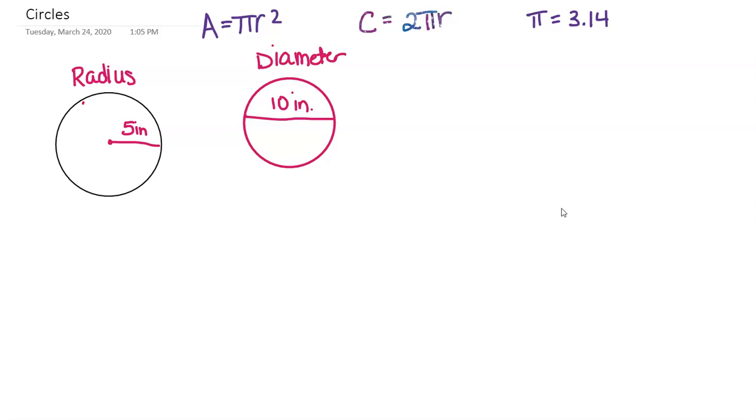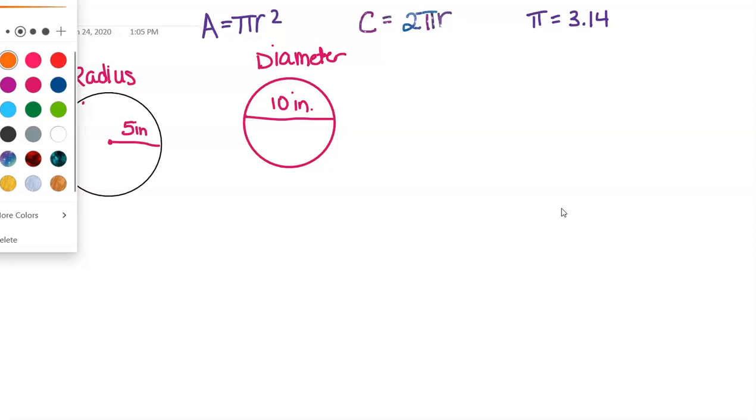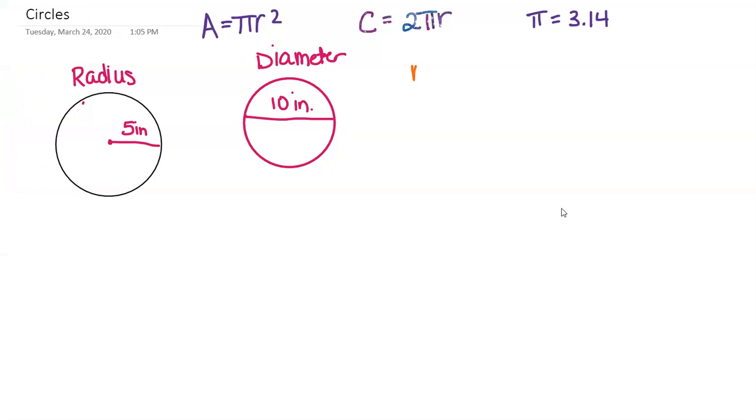Okay. Now, if we want to get the radius from the diameter, we're going to do radius equals diameter divided by 2. Because remember, if we're given the diameter, which goes all the way across, we need to cut it in half to get the radius. And that's how we actually use that formula to help us.